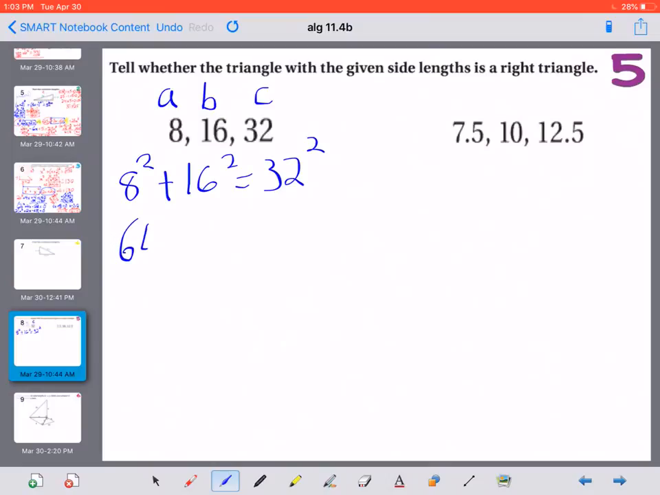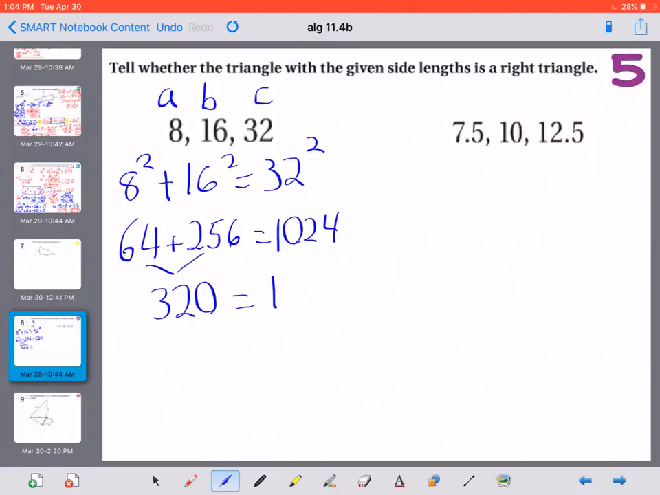8 times 8, that's 64. 16 squared gives me 256. And then 32 squared gives me 1024. 64 plus 256 gives me 320. 320 does not equal 1024, so this is not a right triangle. It's not a right triangle.